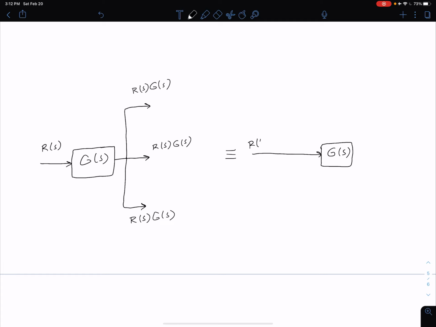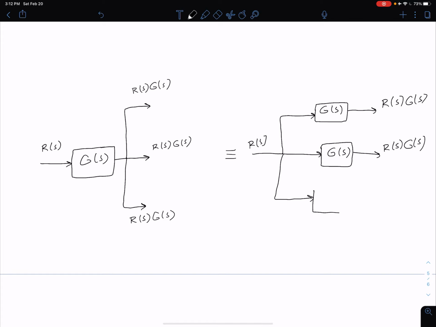So this is our R of S input, and out of that then, of course, comes an R of S, G of S, and we have to add a G of S block here in our top as well, so that this stays R of S, G of S. Same thing in our bottom branch, we add a G of S block, and our output is R of S, G of S. So again, our main goal here is we're preserving this output so that it behaves the same regardless of where this G of S is.